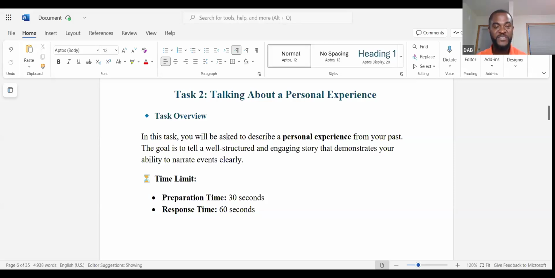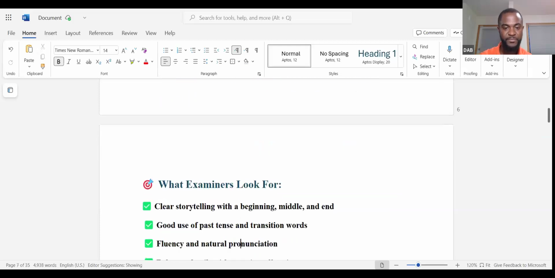So talking about a personal experience, you'll be asked to describe a personal experience from your past. So the goal is to tell a well-structured and engaging story. You are telling a story that demonstrates your ability to narrate events clearly. So with that one, you have preparation time of 30 seconds. Then you talk for 60 seconds. That is 1 minute.